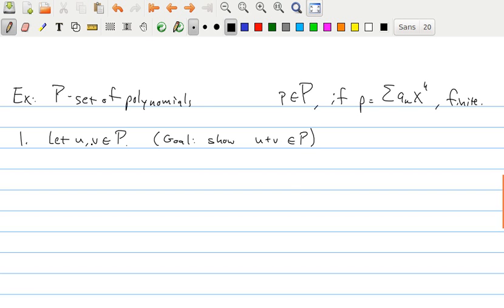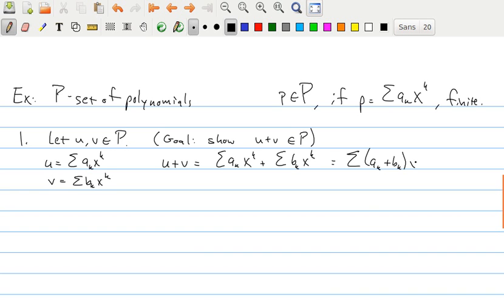So if these two are polynomials, we can use our definition to write these out. U must be some string of coefficients along with powers of x, and V has its own coefficients and powers of x. So if we add these two together, U plus V, this is the sum of a_k x to the k plus the sum of b_k x to the k. And the usual rules of polynomial addition hold here. We're just going to combine like terms, and these have the same power, x to the k, so we combine these into a single sum, a_k plus b_k, x to the k.